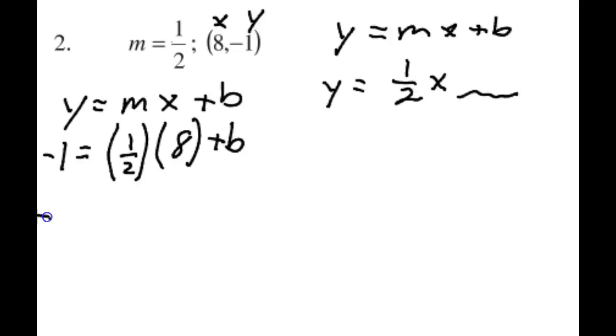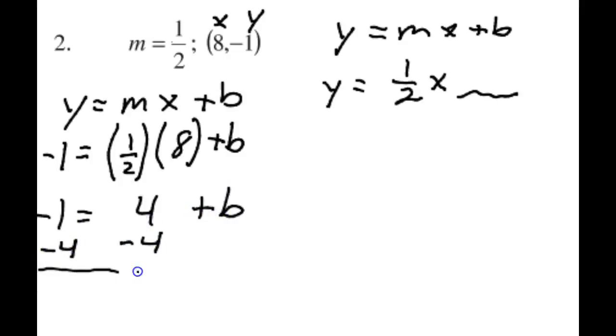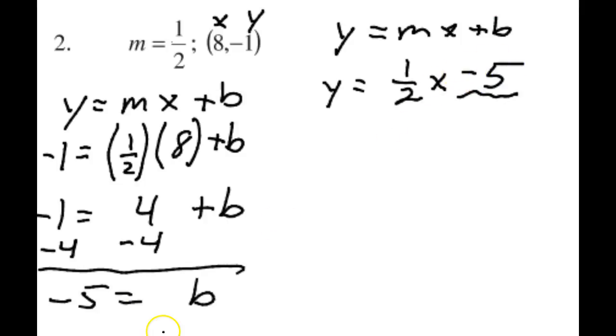Okay, just solve this. Negative 1 equals half of 8, which is 4, plus b. And subtract 4 on both sides. And looks like, again, we get the same y-intercept, negative 5. So we'll have y equals 1/2 x minus 5. So those are two problems where we give you the slope and you're kind of halfway done with the problem.